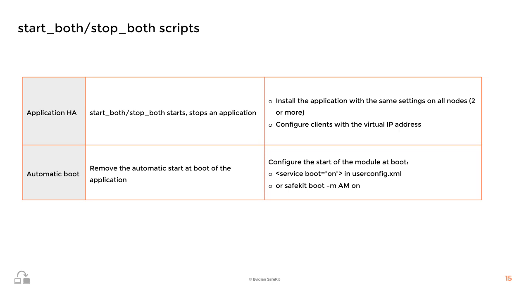Now let's talk about automatic boot. Remove the automatic start at boot of the application. This start will be managed by the automatic start of the module at boot. To do this, configure the SafeKit module to start at boot by adding boot equals on in the service tag of the userconfig.xml file, or by using the SafeKit boot command.